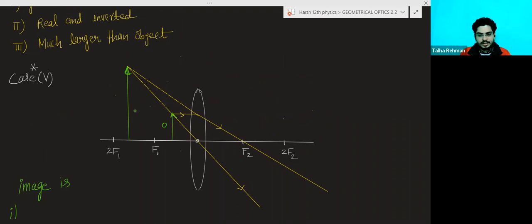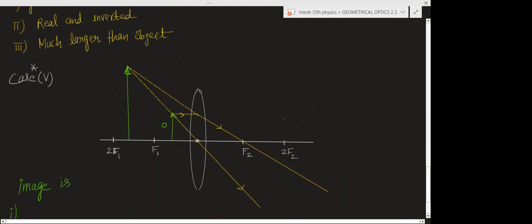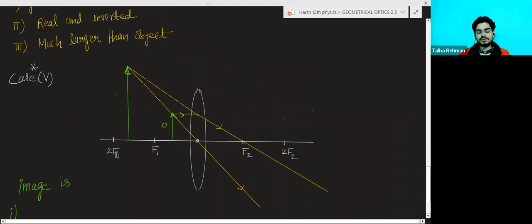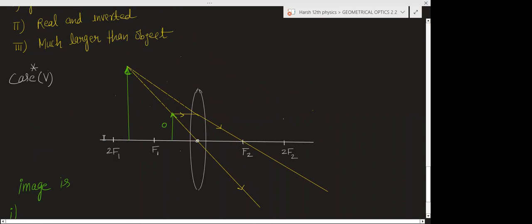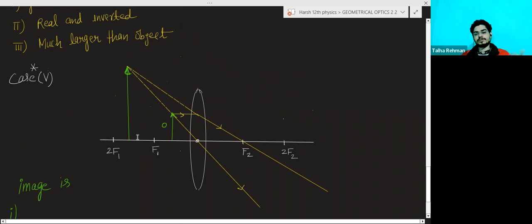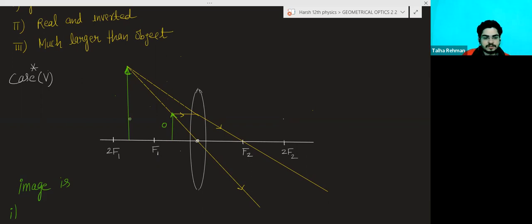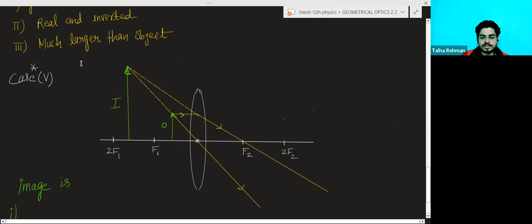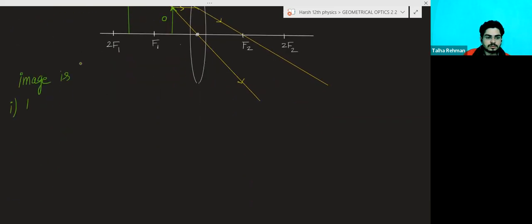This is the case where the image is between F1 and 2F1, but it is not necessary all the time that the image will be between F1 and 2F1. It can be beyond F1 also. But the main thing here is that the image is virtual and is forming on the same side as the object. The object is on the left side, and the image is also on the left side.